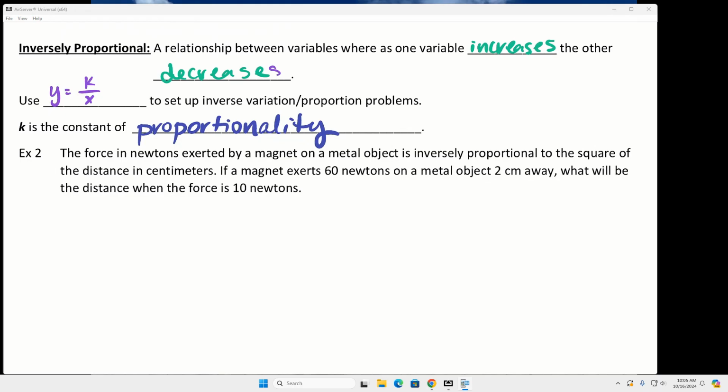All right, so on example 2, and you may have done some of these if you took physics. I'm not really sure. It's been super long since I took physics. But on example 2, the force in newtons exerted by a magnet on a metal object is inversely proportional to the square of the distance in centimeters. Okay, so I'm just going to stop right there because that's what we need to do the first step. And step 1 is to set up the proportion.